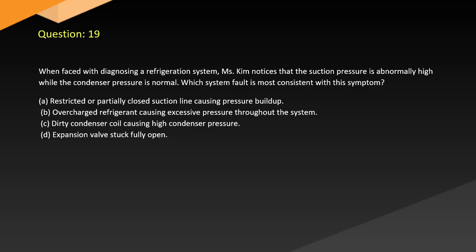Question 19. When faced with diagnosing a refrigeration system, Kim notices that the suction pressure is abnormally high while the condenser pressure is normal. Which system fault is most consistent with this symptom? A. Restricted or partially closed suction line causing pressure buildup. B. Overcharged refrigerant causing excessive pressure throughout the system.